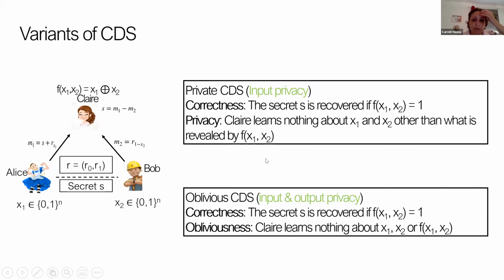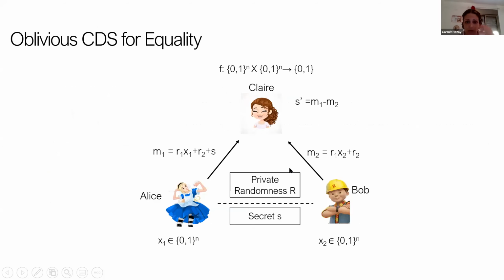And quickly, the two variants of the CDS we consider in this work are private CDS and oblivious CDS. Remember, in the original CDS definition, privacy is not implied by the definition. In private CDS, we require that Claire does not learn anything about X1 and X2, meaning that these are not known to Claire, not part of the decoding procedure. And oblivious CDS means that Claire cannot distinguish between the case whether it learns the secrets or not.